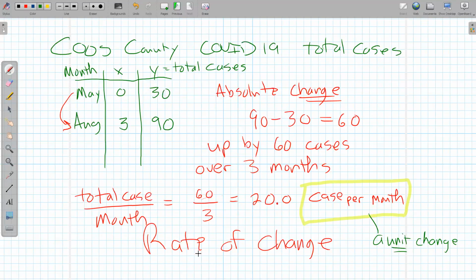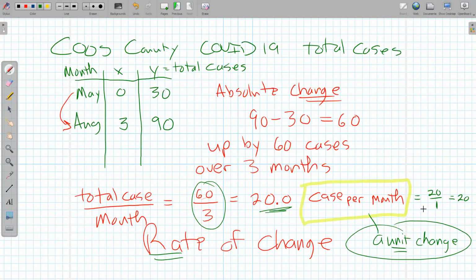So whenever I have a rate of change, a rate is a fraction. So to write 20 as a fraction, I would call it 20 over 1. But dividing by 1's kind of boring, we usually don't do it and just say, well, why don't we just call it 20? That's simpler, okay? So definitely the rate of change is 20, but 20 what? It's 20 cases every 1 month. Okay? And so when I carry out this division, that gives me what we call a unit change or a unit rate.